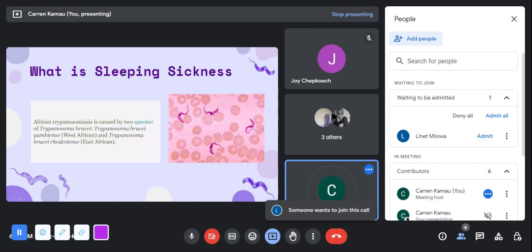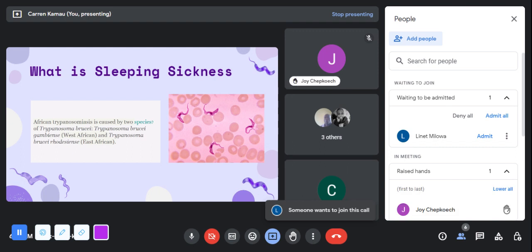Lynette, Stella, can you try? Yes, Joy? One of the species is Trypanosoma brucei. Yes, thank you very much. The one is Trypanosoma brucei, and the other ones are Trypanosoma brucei gambiense and Trypanosoma brucei rhodesiense.